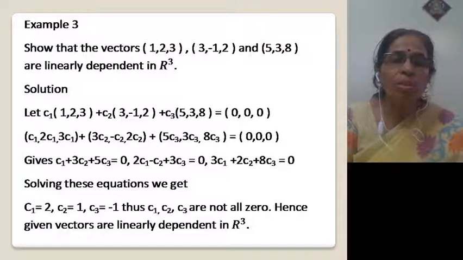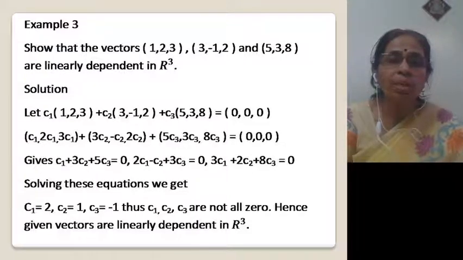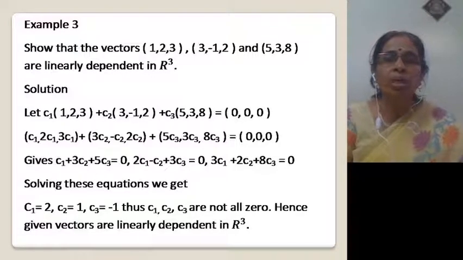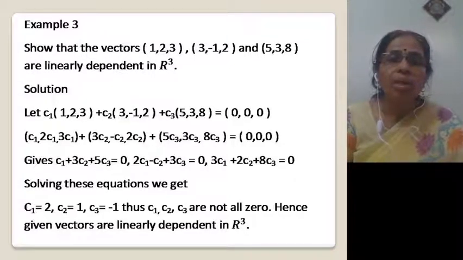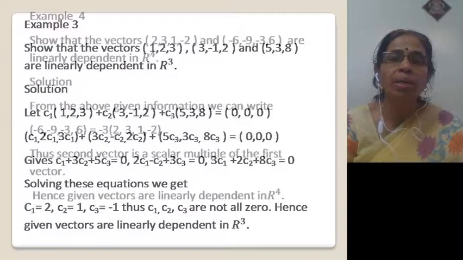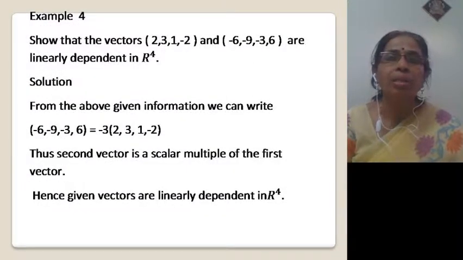When we solve these three equations, we get the values of C1 equal to 2, C2 equal to 1 and C3 equal to minus 1. Thus, C1, C2, C3 are not all 0.